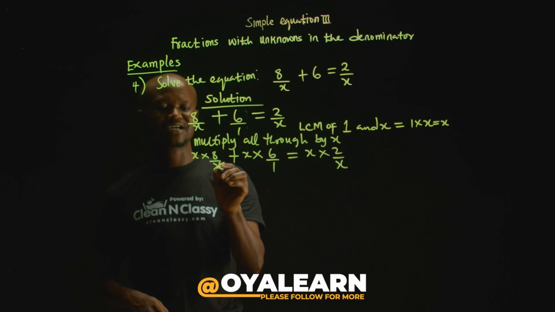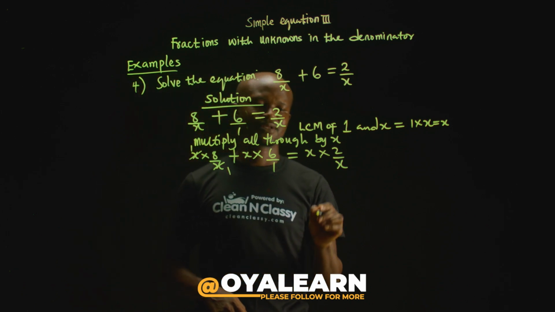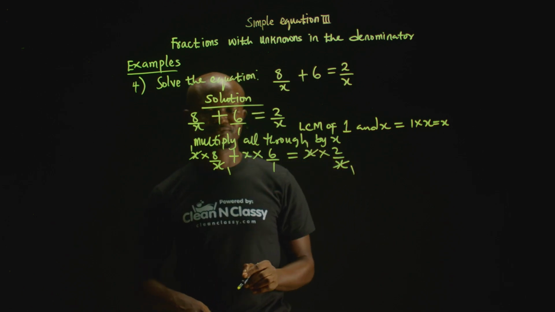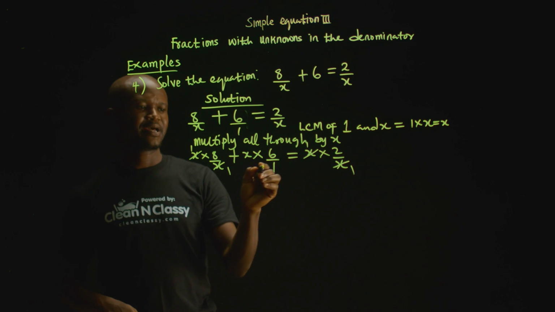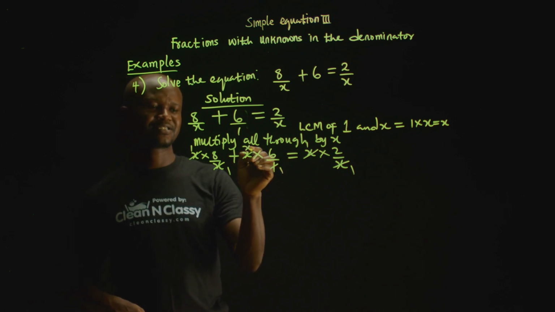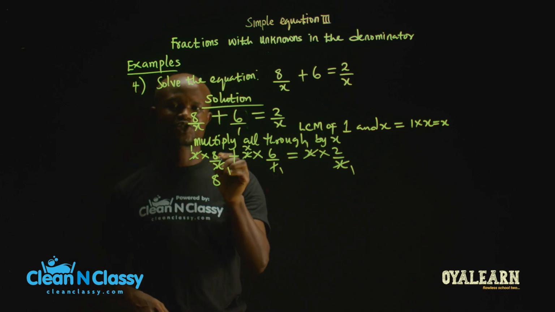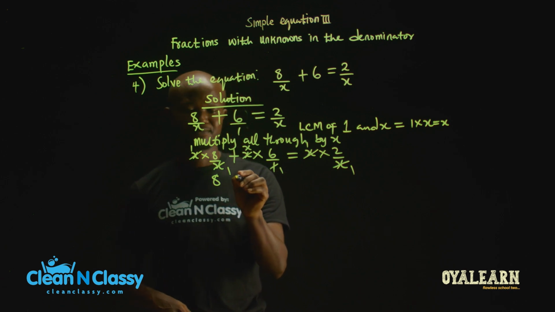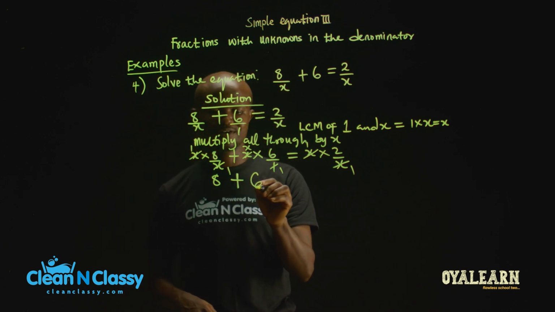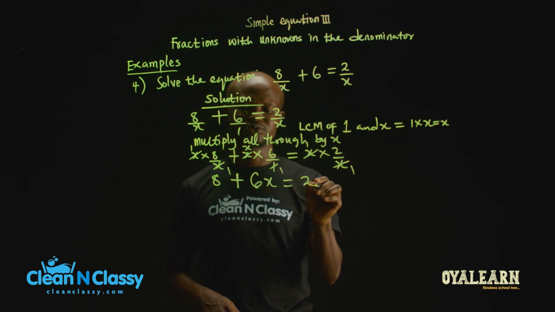We now have x here 1, x here 1. Now x here 1, x here 1. 1 here 1, x divided by 1 is still x. So we have 8, that's 1 times 8, we have 8, plus x times 6, we have 6x. 1 times 2, we have 2.